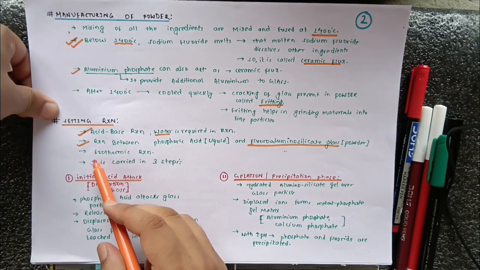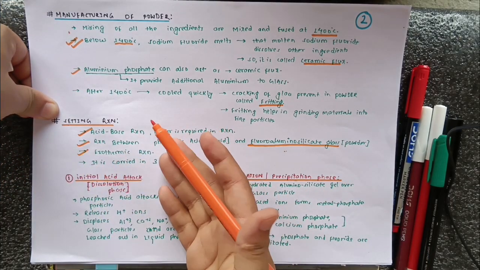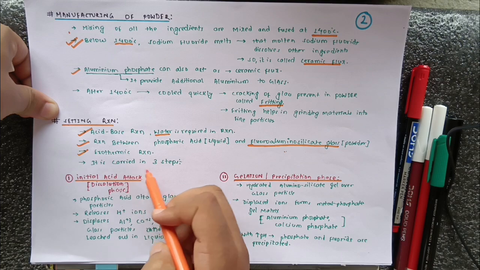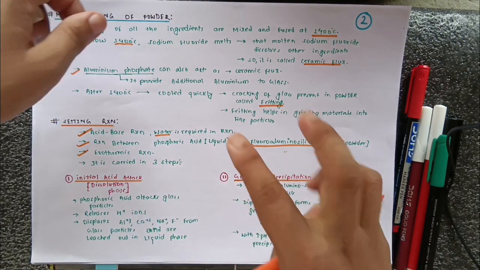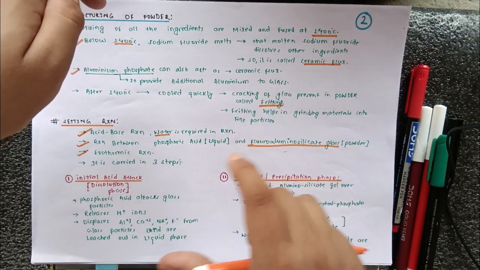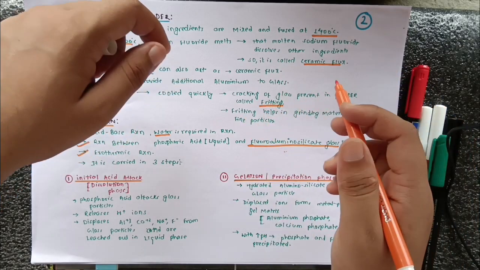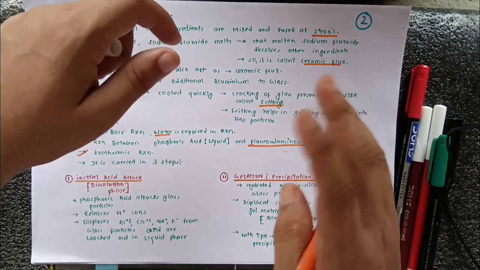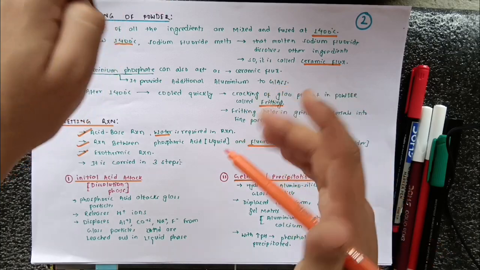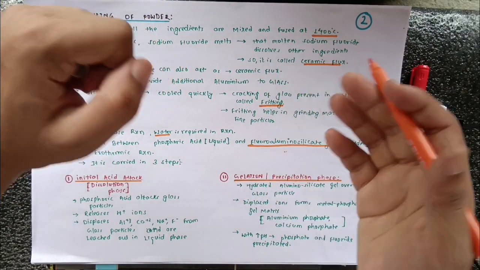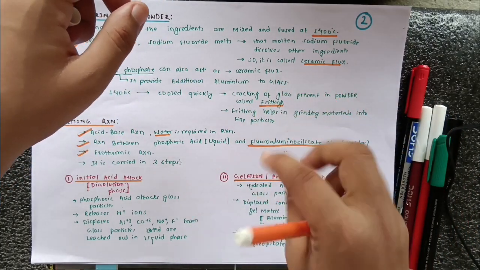After that I have written it is an exothermic reaction, meaning there is a production of heat here, and it is carried out in particularly three steps. So regarding the setting reaction, when you look at books or any other lectures, you may be bothered. In a book something is given, in lectures they say something else, so I have prepared a proper three steps.